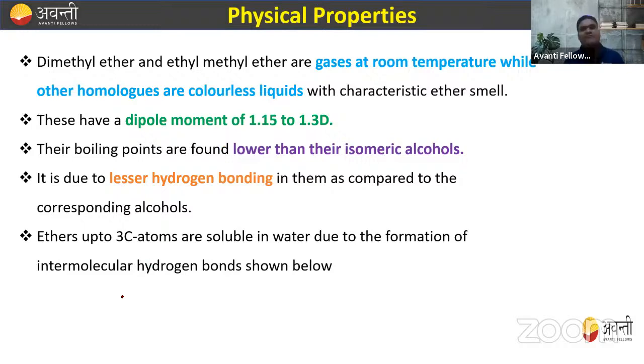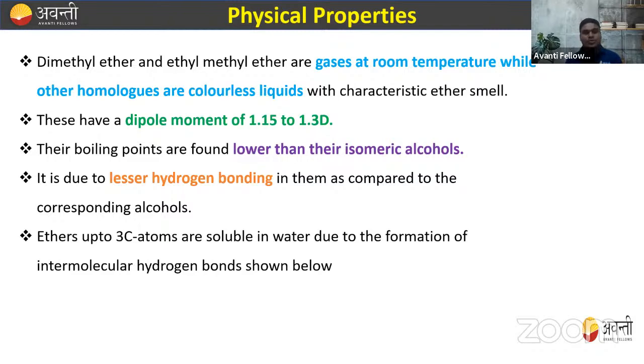So their boiling points are found to be lower than the isomeric alcohols. If you're comparing isomeric alcohol and ether, their boiling points are lower. Why? Because whenever we talk about boiling point or solubility, we always consider a very important factor like hydrogen bonding. So basically, hydrogen bonding is responsible for the lower boiling point of ether, right? It is due to the lesser hydrogen bonding in them as compared to the corresponding alcohol.